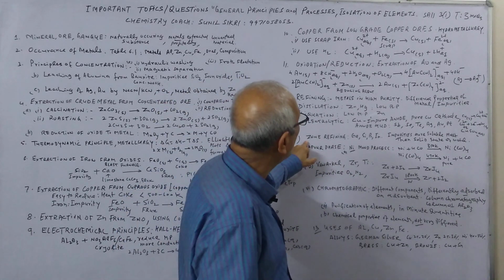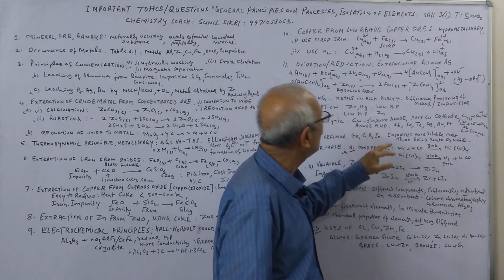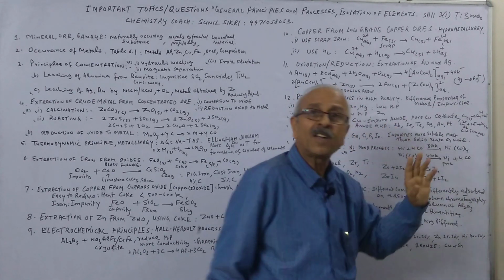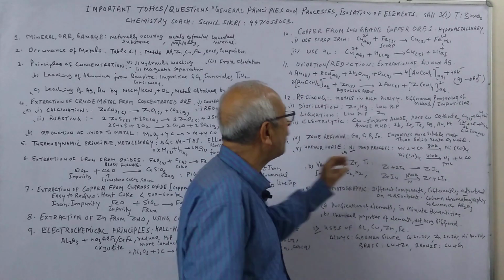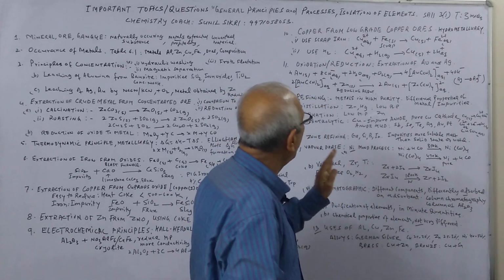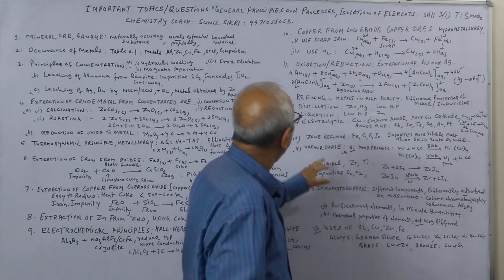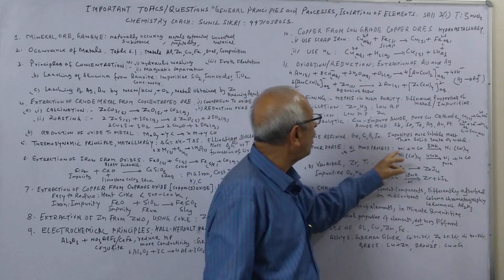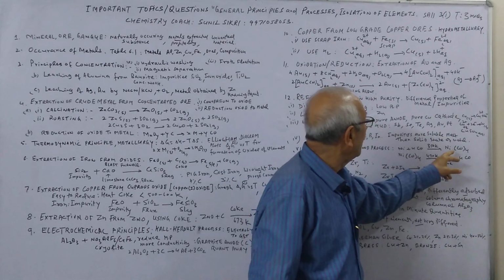Zone refining is a very important question. What is the principle of zone refining? It is mainly used for germanium, silicon, boron, indium. The impurities are more soluble in the melt than in the solid state. So if we heat with movable burners, what will happen? The impurities will go on one side with the melt and the pure solid will remain behind. You can cut them into two pieces.